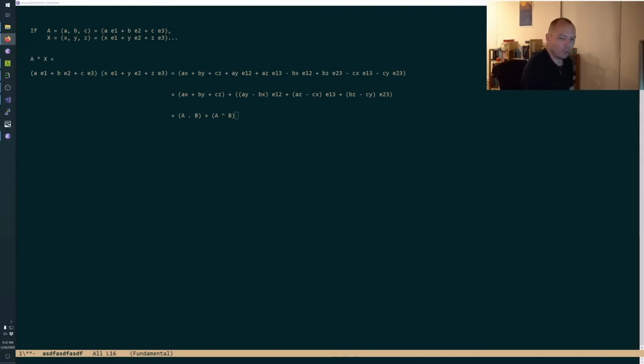What properties does this multiplication have? Is it useful in any means? Yes, it is very, very useful. They never taught you the wedge product.